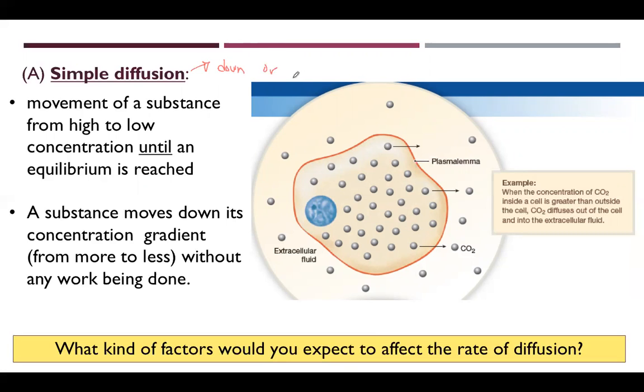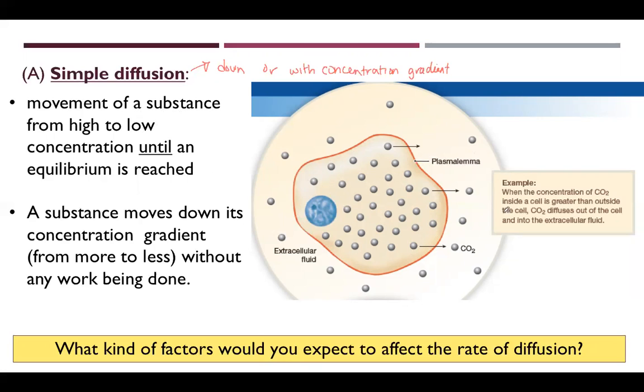And it's often said to be down or with the concentration gradient. What that just means is that it's going from a high to a low concentration. It's following that concentration gradient. By doing this, by moving to that lower concentration, it's not requiring any work. It can just easily pass through.